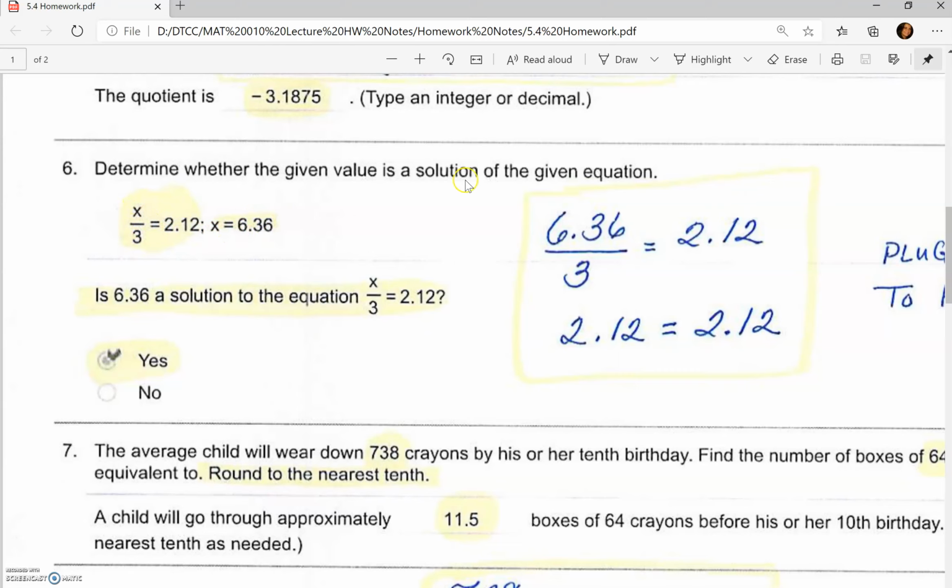And when you do that, 6.36, which we see over here, divided by 3, does that equal 2.12? And as you can see, it does. So the answer would be yes. This value right here for x is a solution to the equation.